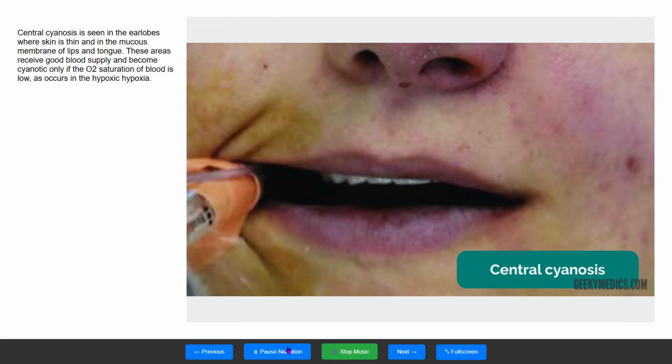Central cyanosis is seen in the earlobes where skin is thin and in the mucous membrane of lips and tongue. These areas receive good blood supply and become cyanotic only if the O2 saturation of blood is low, as occurs in the hypoxic hypoxia.